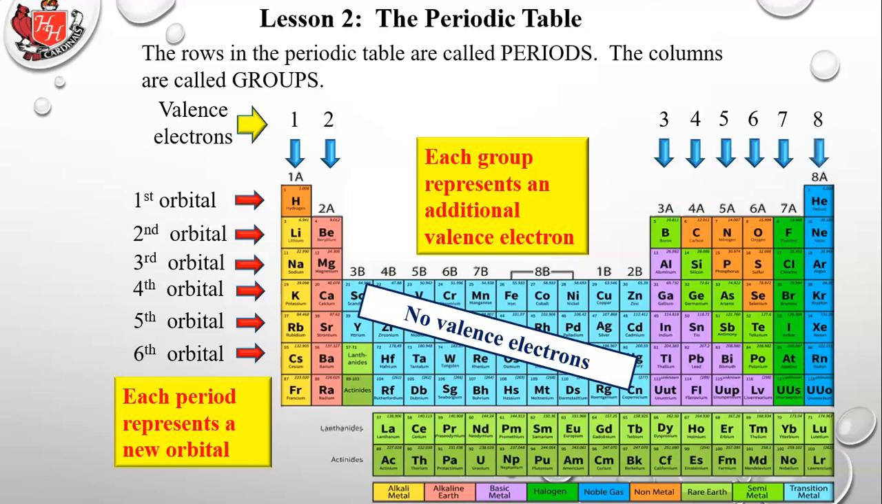And finally, group 8A are what are called the noble gases. They have 8 electrons. They have full second orbitals. That's why when you get to the end of a row and you've put all the electrons that you can into an orbital, then you have to go on to the next row and add a new orbital. So we'll talk about that more in just a moment.